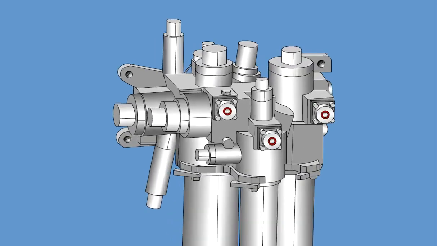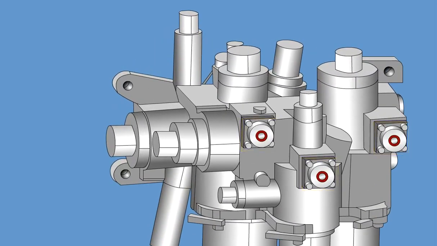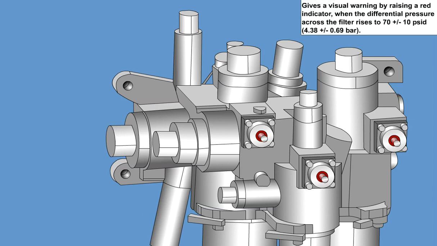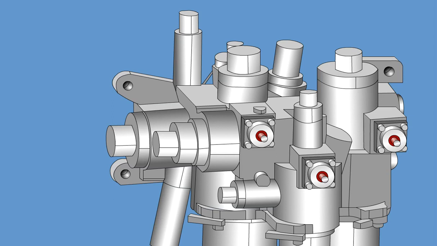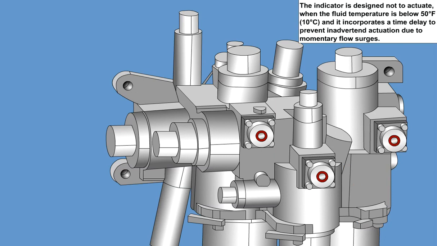Each filter manifold assembly contains a resettable differential pressure indicator for each filter element, 3 total, to show when filter element replacement is required. This is a non-electrical device that gives a visual warning by raising a red indicator when the differential pressure across the filter element rises to 70 plus or minus 10 psid, 4.83 plus or minus 0.69 bar. Once actuated, the red indicator remains extended until reset manually. The indicator is designed not to actuate when the fluid temperature is below 50 degrees Fahrenheit, 10 degrees Celsius, and it incorporates a time delay to prevent inadvertent actuation due to momentary flow surges.